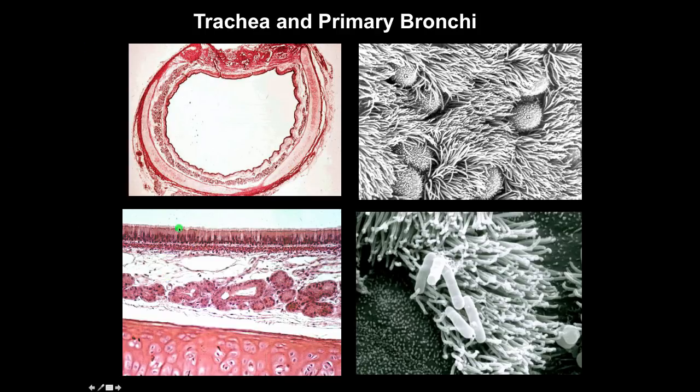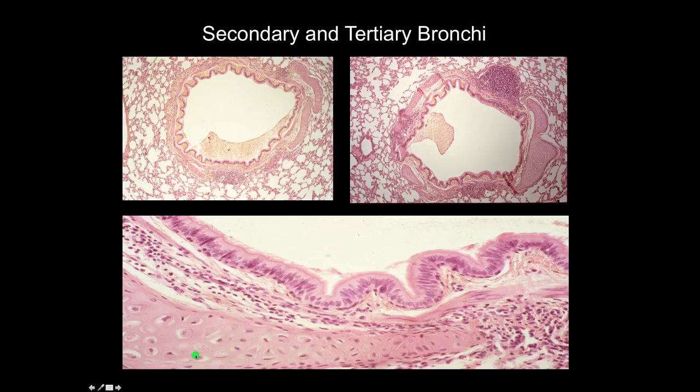Higher power view at the histological level, you can see the fairly thick basal lamina, which is rich in elastic fibers, the submucosal glands, and some of the hyaline cartilage. Here we have some secondary or tertiary bronchi. And how do we know they're secondary and/or tertiary bronchi?